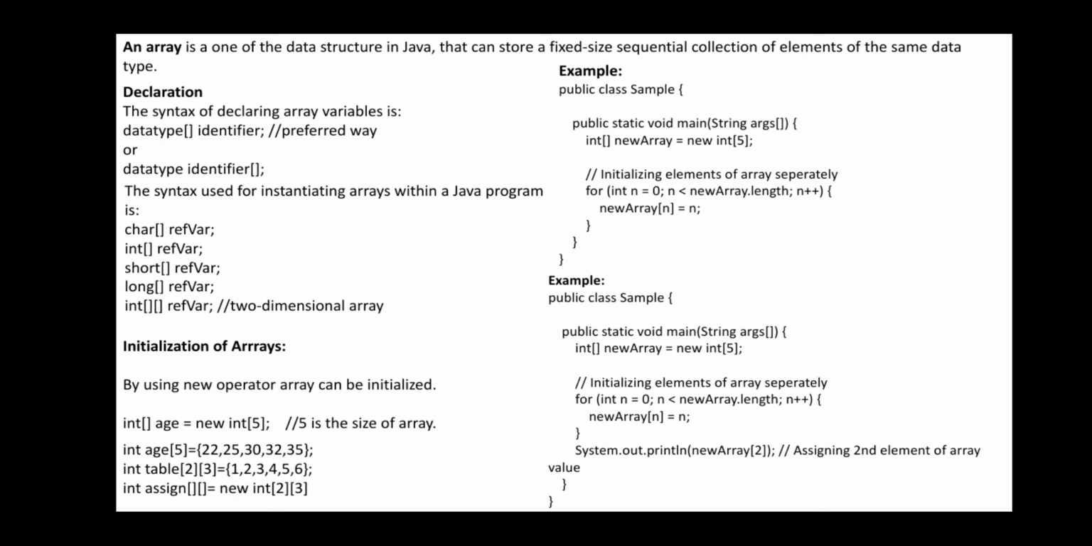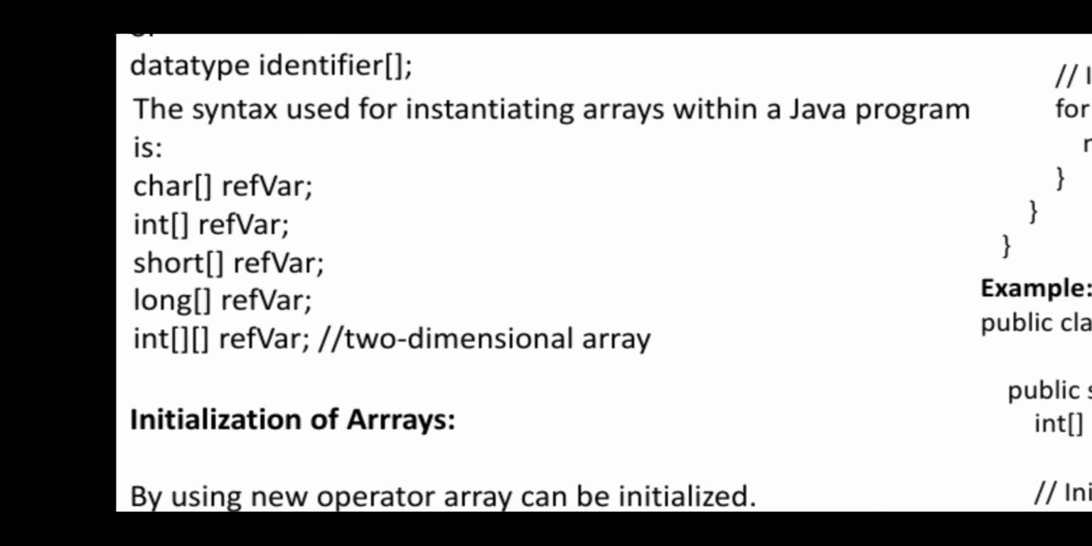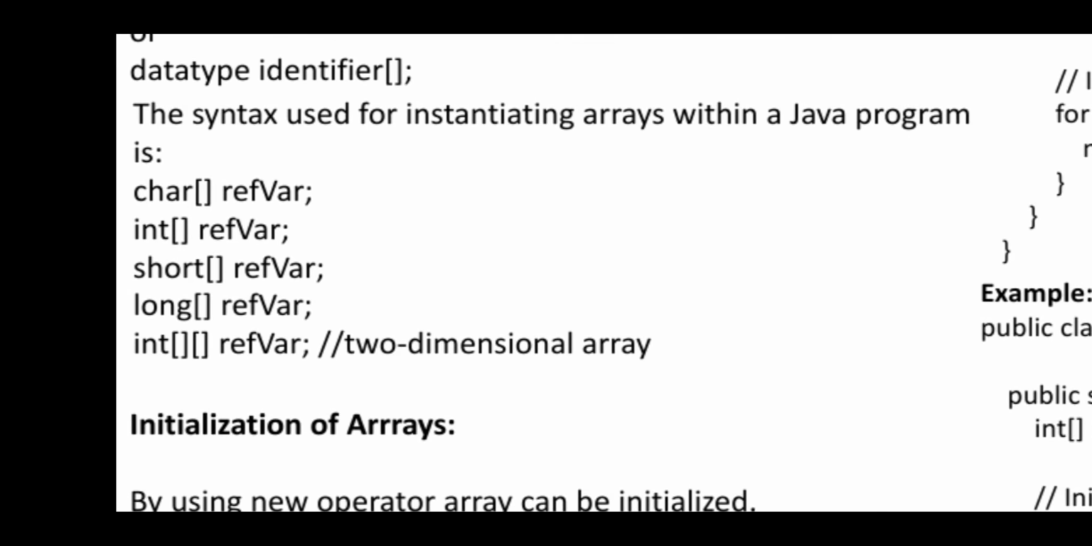Whatever declarations you make, if it is int you are going to define an array of int values, and if it is float you are going to define float values. Here is an example of syntax: char, opening and closing brackets, ref var, a reference variable. What does this mean? You are going to define all ref var with character values. Next you are going to have int, next short, and long and integer. It is going to define a double dimensional array.